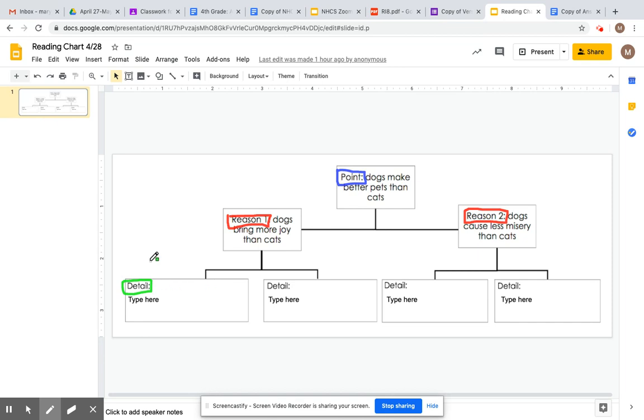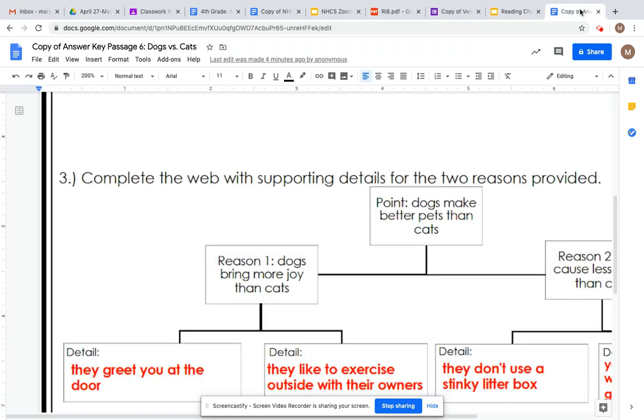Another word for that would be evidence. When you hear us saying evidence, that is where we go in the passage and we say, what evidence did I read? What words proved that dogs brought more joy than cats? And what words proved that dogs cause less misery than cats? So there can be a couple different things that you could have chosen. I'm just going to show you a couple examples that I had right here.